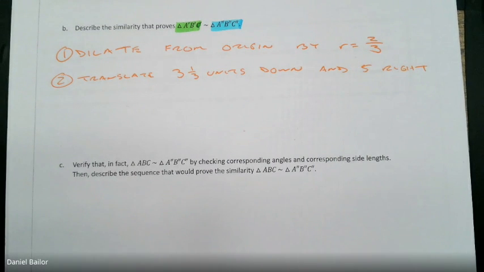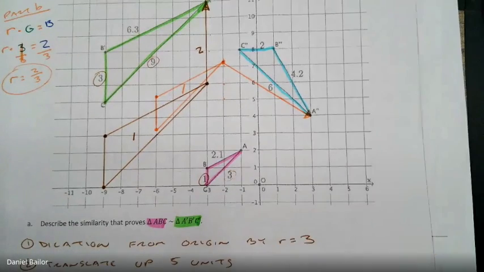So you dilate to make the sizes match, multiply by 2/3. You translate to line up one of the points to get them close to each other. And then let me draw them close to each other so that you can see this.